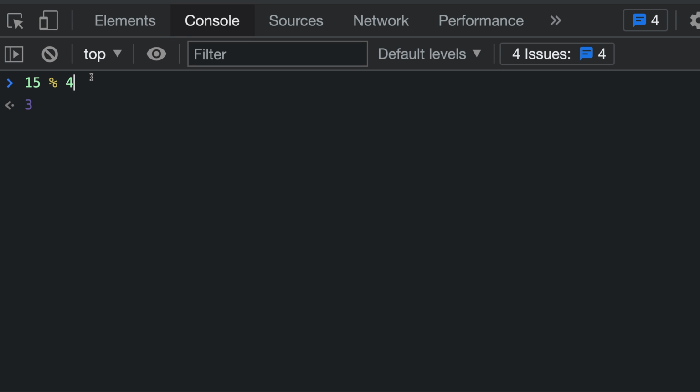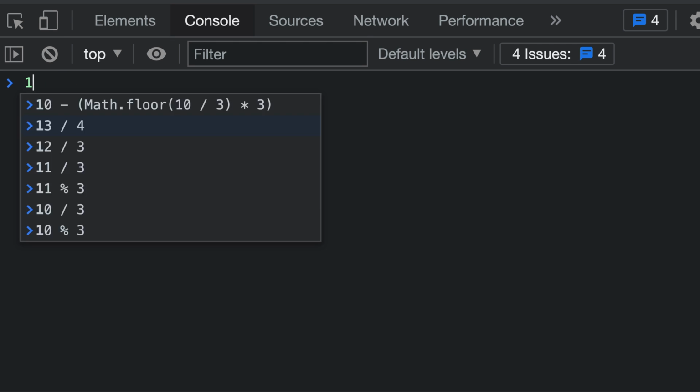So 4 times 3 is 12, and that means that we still have 3 left, and 3 will be the answer here. 15 modulo 4 will be 3, because the rest is 3, and modulo doesn't take into account the decimals, so we always have whole integers.